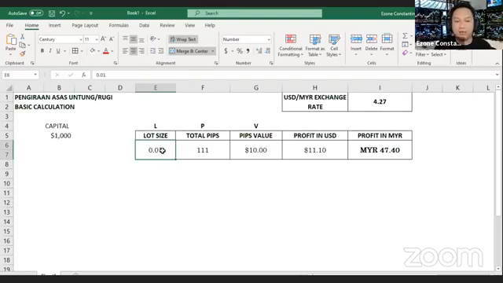So you see, if I change the lot size into 0.01 lot, assume that your total pip is 111, the pip value is maintained the same. Now you see, you make a profit of $11. In terms of ringgit, you are automatically making 47 ringgit and 40 cent. So this is how simple it is to trade.